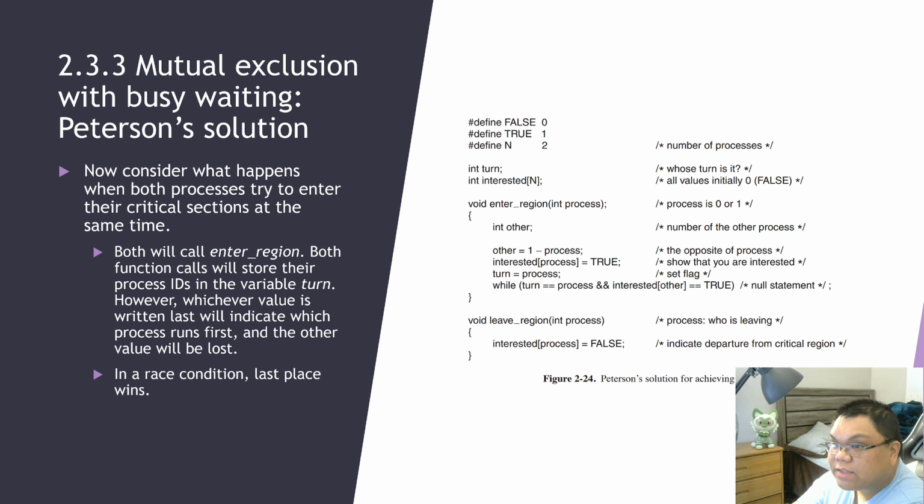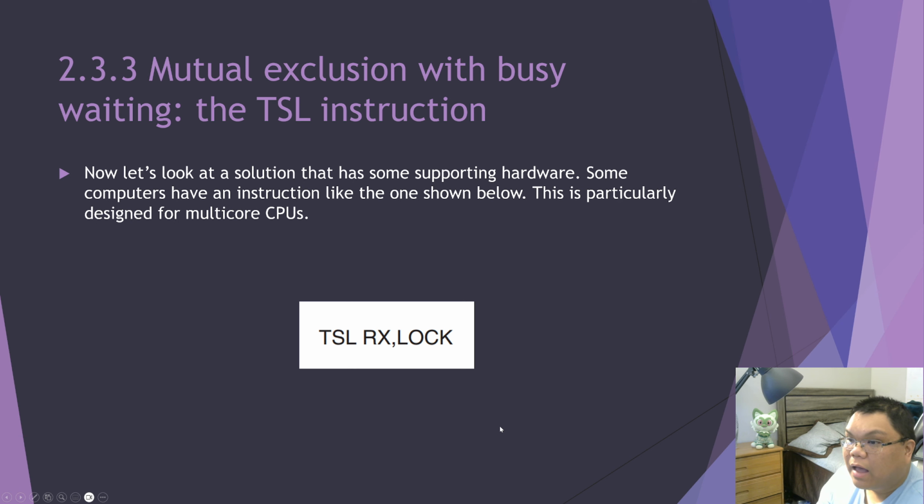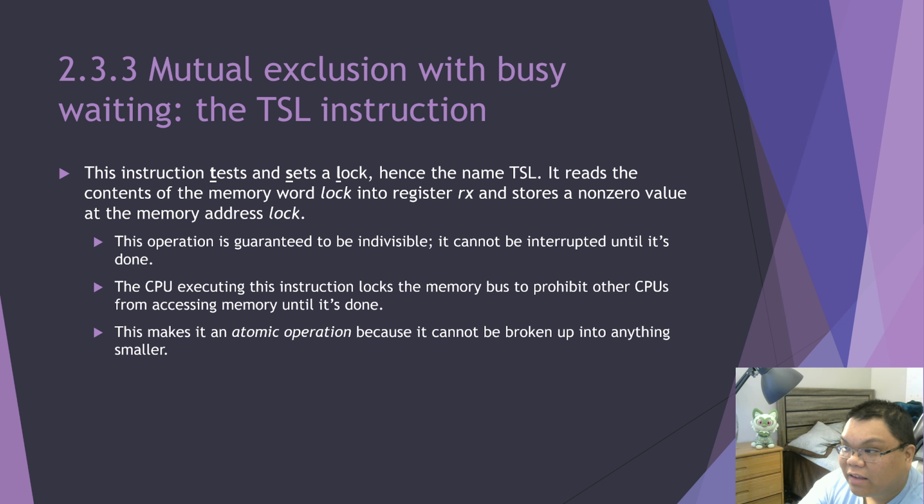So that is Peterson's solution to the mutual exclusion problem. Now let's look at a hardware solution. Some CPUs have a special instruction that we can use for enforcing mutual exclusion. That instruction is called TSL. It tests and sets a lock. It reads the contents of the memory word lock into register RX, and then it stores a non-zero value at that memory address lock.